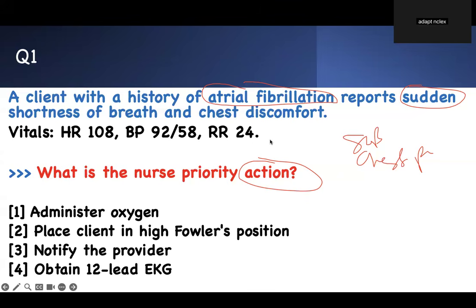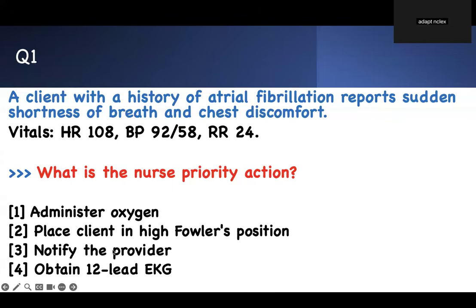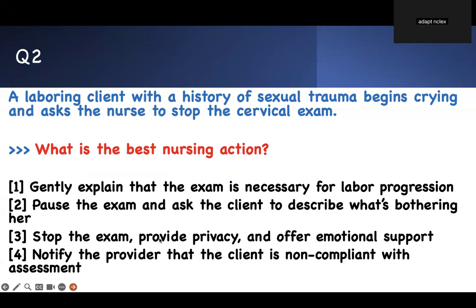Look at the question, apply common sense, go with the buzzword, and then you'll be able to answer this question. You should notify the provider because this patient's condition is changing, he's desaturating, he's having an airway issue, a lung issue due to what? A cardiac problem. You need some help. Let the doctor know. Like I said, these are common sense questions. Number 3 is your right answer.